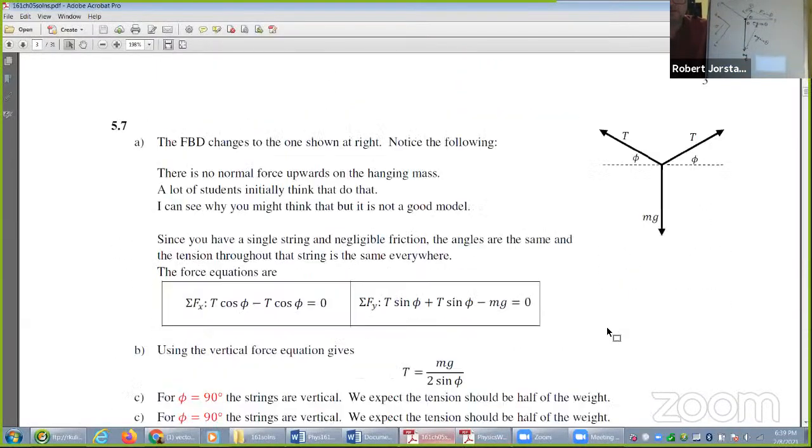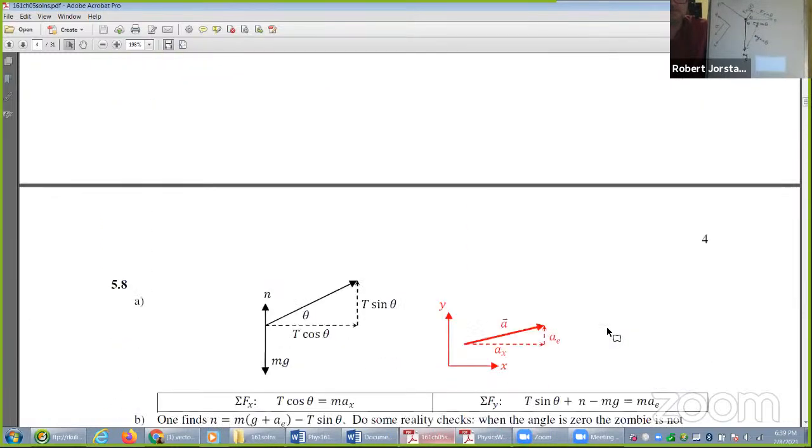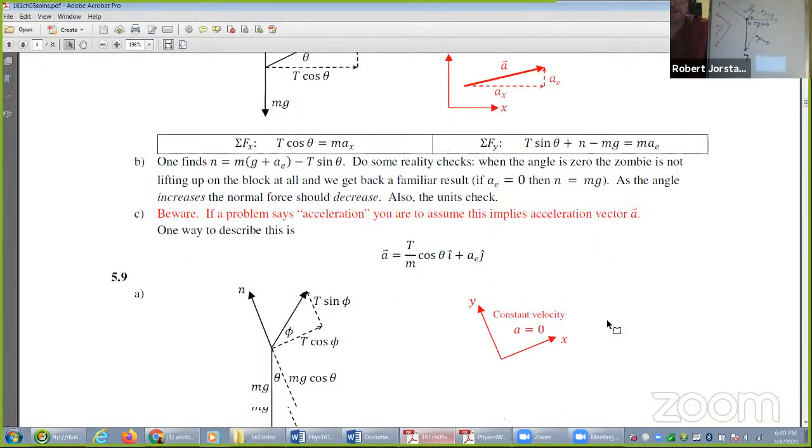Oh, that was 5, 6. I like that warning. Real life does not always match our simplified models. Okay, cool. That's the elevator one. Here it is.